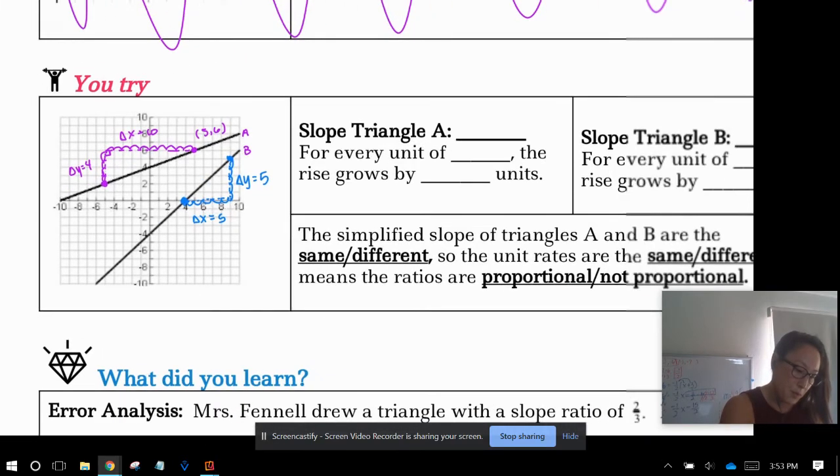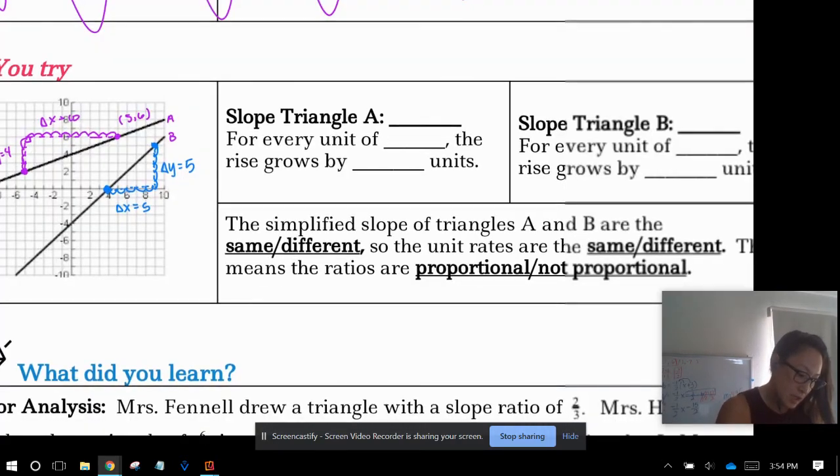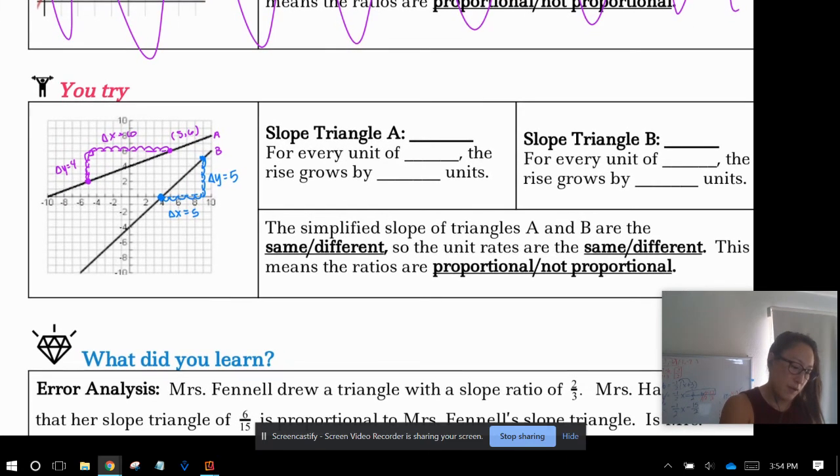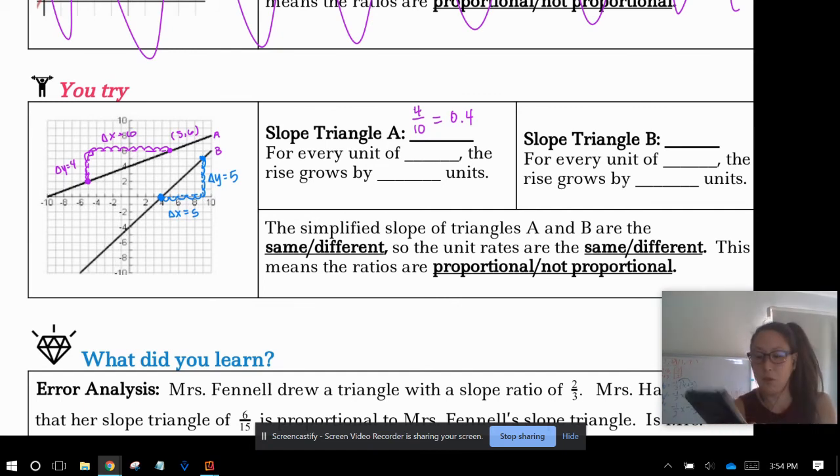All right, so for the purple, we have 10 is the x and 4 is the y. We always put the y on top, so 4 over 10, which reduces down to 0.4. You can type that into your calculator. 4 divided by 10 gives me 0.4. So technically this is 0.4 over 1, or a little under a half. So for every 1 unit of x, I move 0.4 units of y, okay?